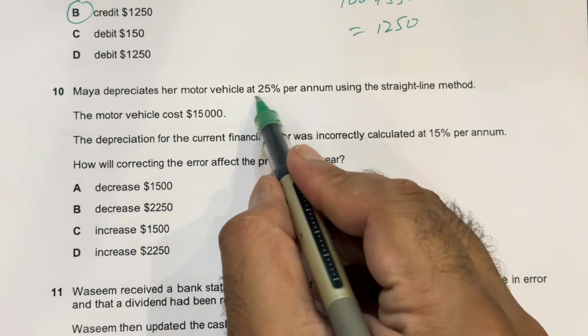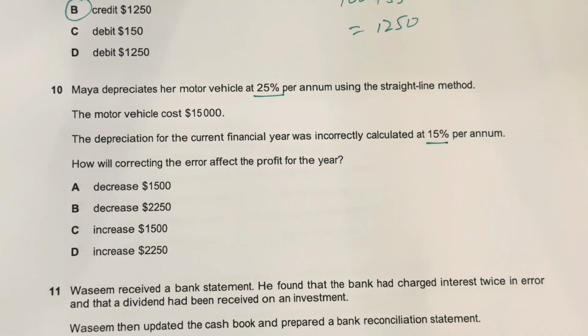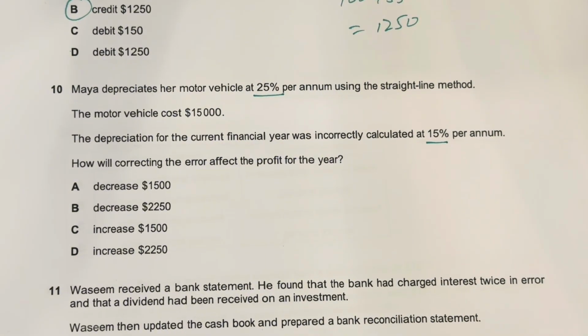The depreciation for the current financial year was incorrectly calculated at 15%. The rate was 25%, but we calculated 15% wrongly. How will correcting this error affect profit?